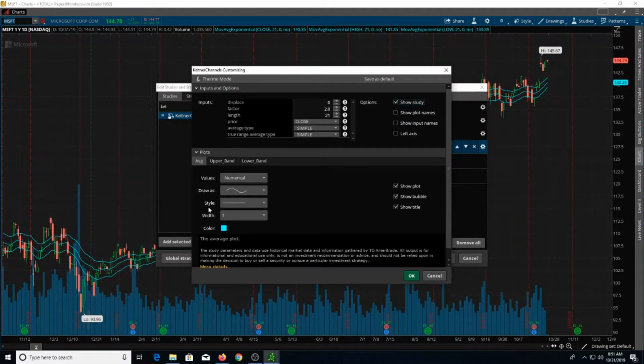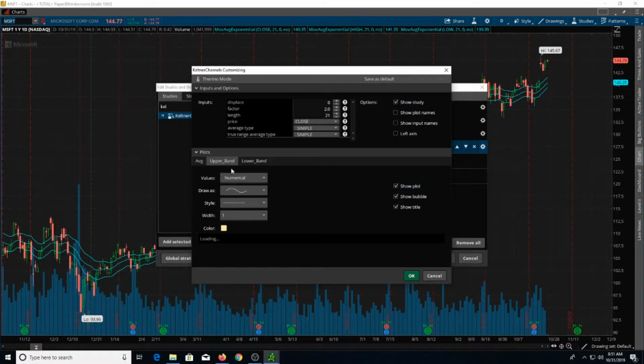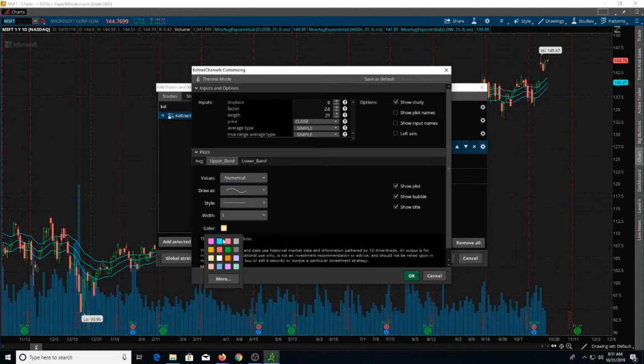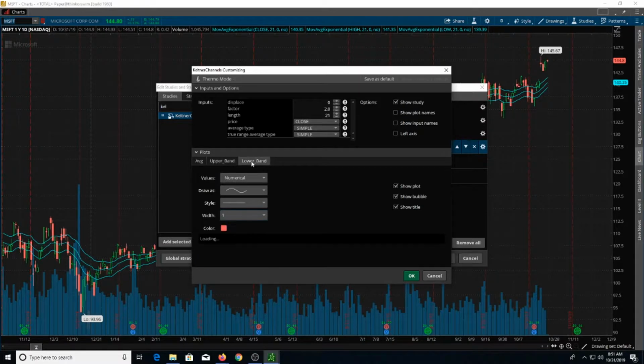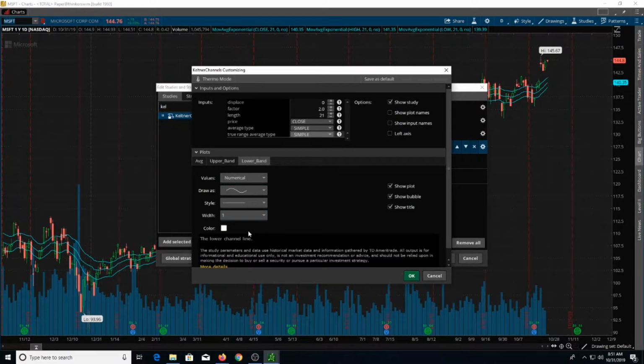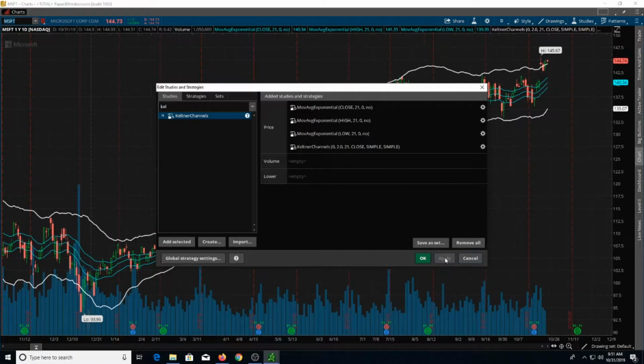We've got to work on our colors here. The average I'm going to take off because it's going to be pretty much the same as my EMA here. So I'm going to click the average not to show it. The upper band I'm going to change to white, and I'm going to make it a little bit wider so it's easier to see. The lower band I'm also going to change to white and make it a little bit wider so that it's easy to see. And we're going to click apply.